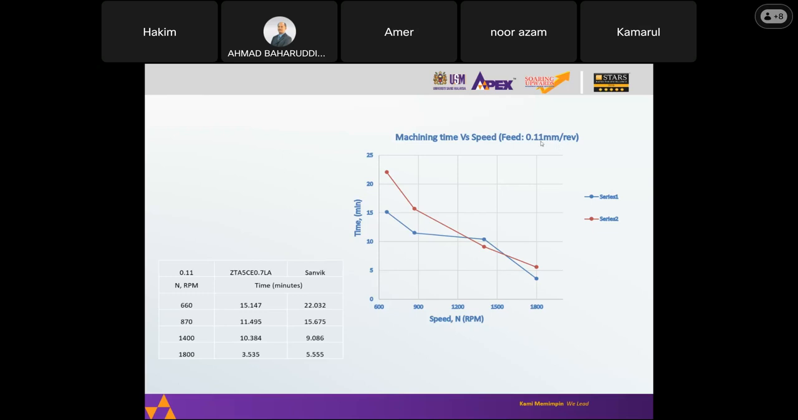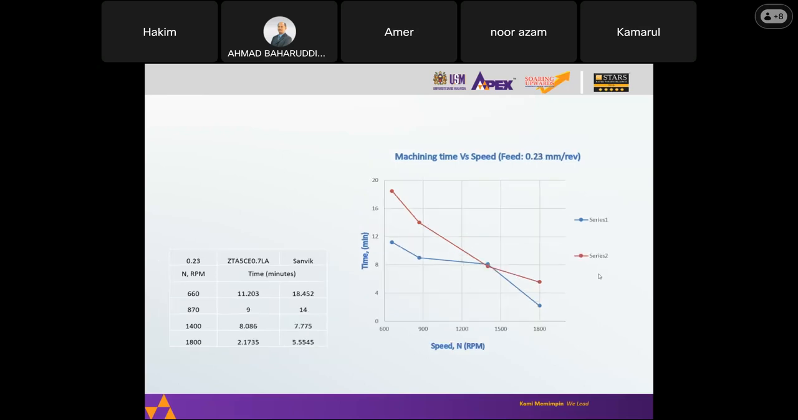That is at the feed rate of 0.11. The second feed rate is 0.23. At all speeds, the results provide the same pattern as the previous feed rate. At the first speed the gap is wider, then it reduces at the second speed. And the third speed, 1400 RPM, this ZEA provides better machining performance compared to Sandvik.